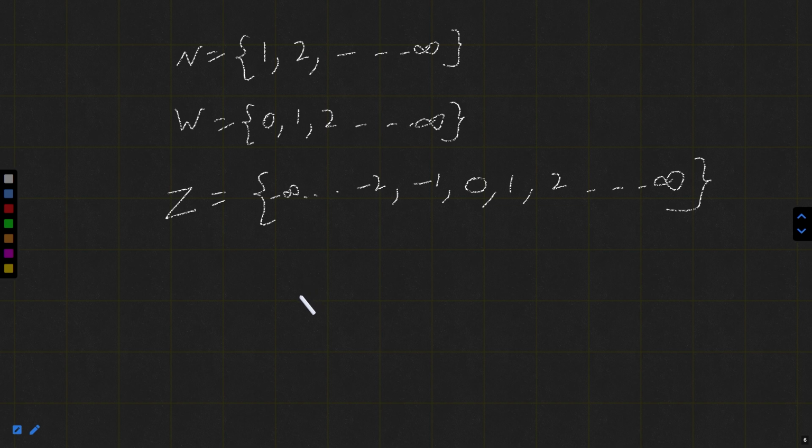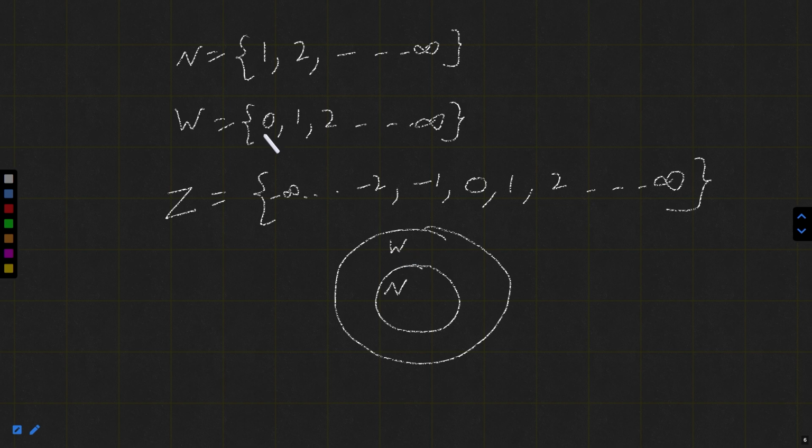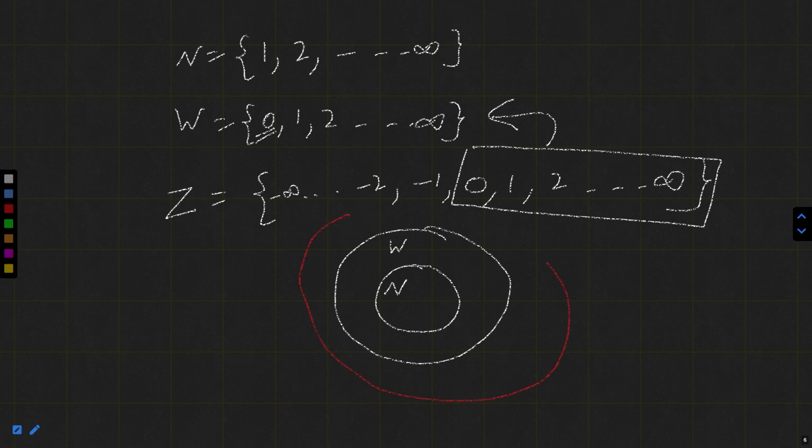If I try to make a space, here is a circle, a bag which contains N, that is natural numbers. Then we see that W is the bigger bag because it contains an extra element, which is 0. Easily we can see that the bag of Z is much bigger than the bags of N and W.